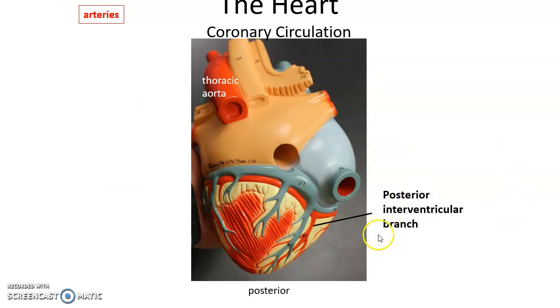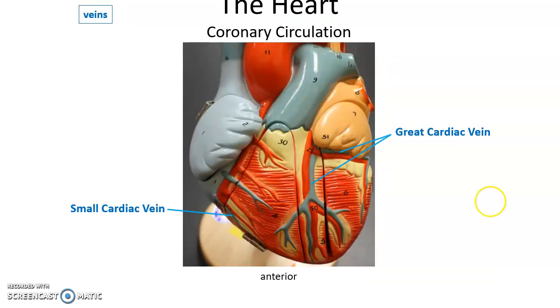Here's the posterior backside of the heart. So here's where you see the posterior interventricular branch that was coming off of the right coronary artery. Branches will get smaller and smaller, giving us eventually blood capillaries, and blood will start to return. That's now deoxygenated, leaving the heart organ to return to the right atrium.